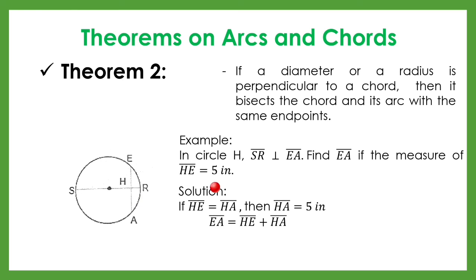So, ang hinahanap is line segment EA. Alam natin na ang line segment EA ay equal sa line segment HE plus line segment HA. So, substitute lang natin. Line segment HE is 5 inches. And line segment HA is also 5 inches. So, 5 inches plus 5 inches ay equal sa 10 inches. Therefore, line segment EA is equal to 10 inches.